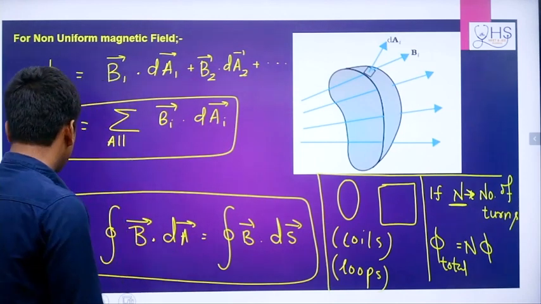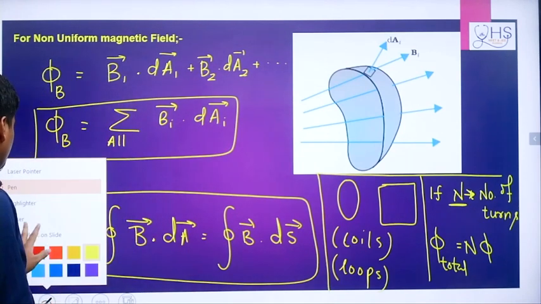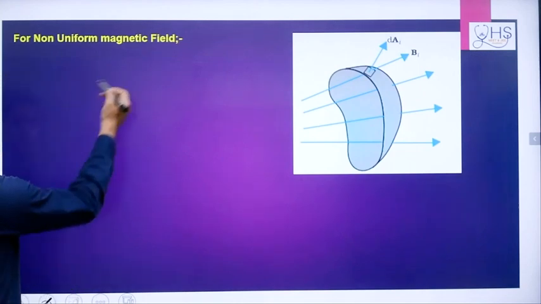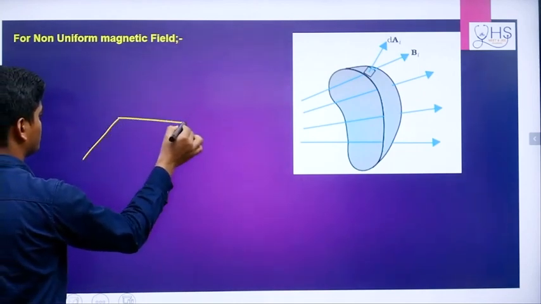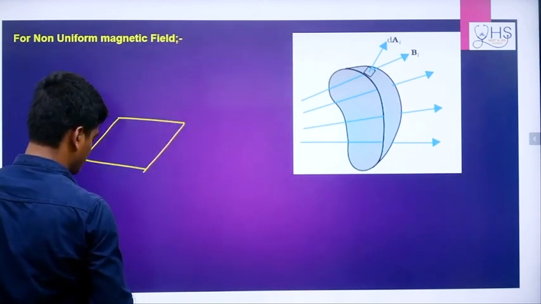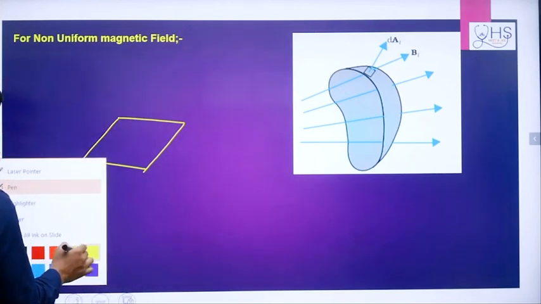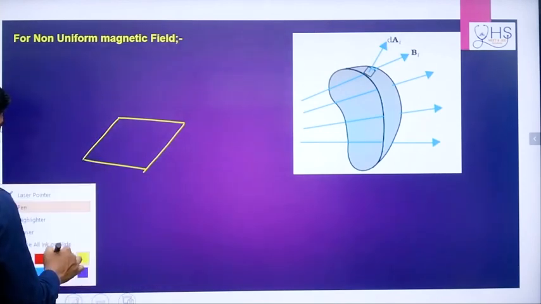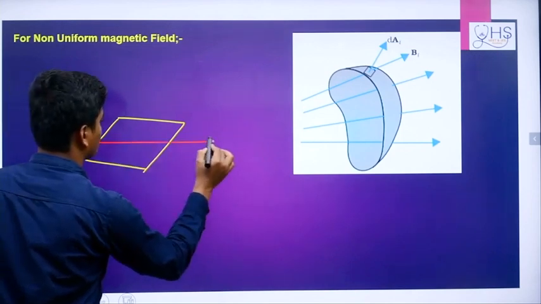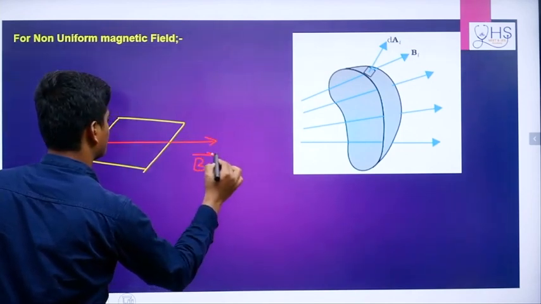And one more thing to remember here. Suppose you have a surface like this, and on this surface your magnetic field is parallel to the surface.